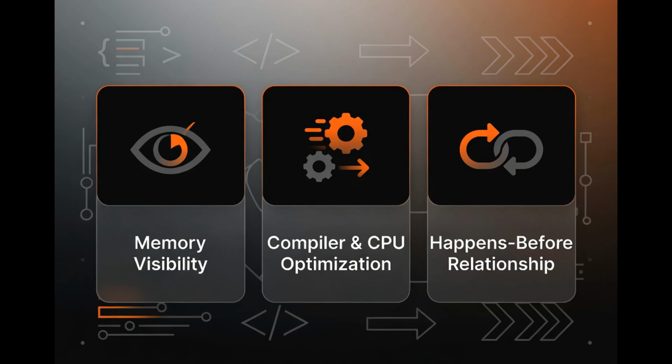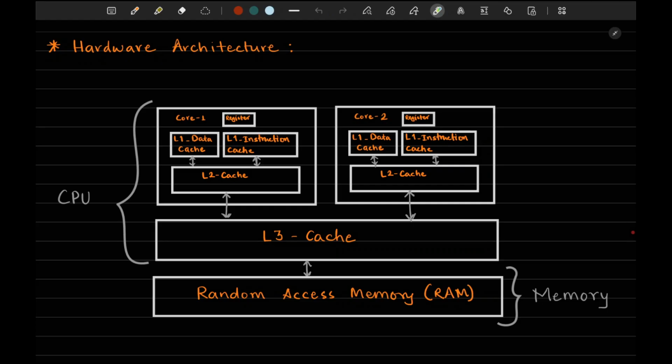To fix this code, we must understand what memory visibility is, what compiler and CPU optimizations are, and what the happens-before relationship is. Let's first go over the fundamentals of CPU and memory architecture.